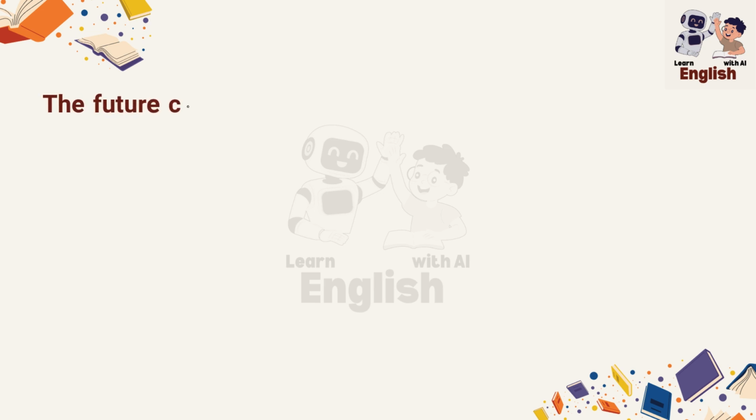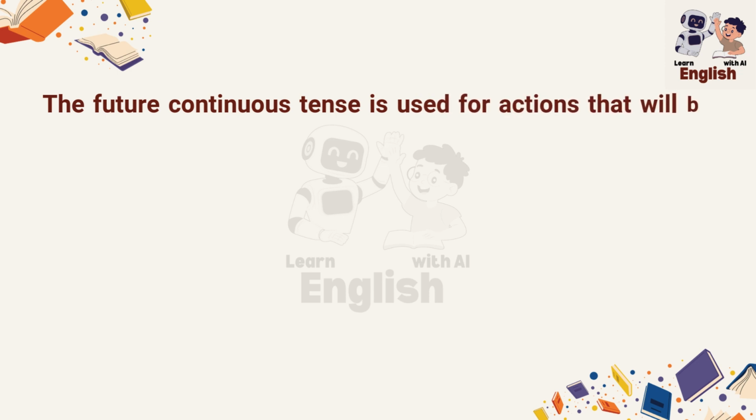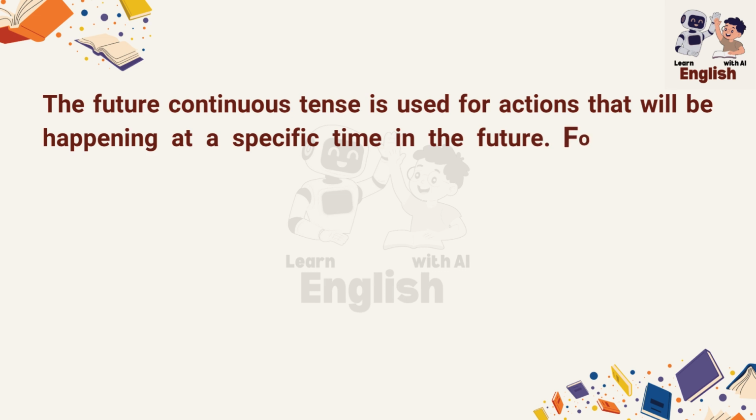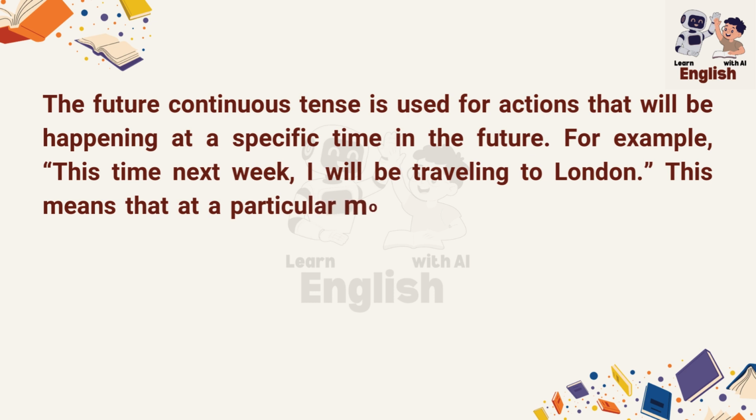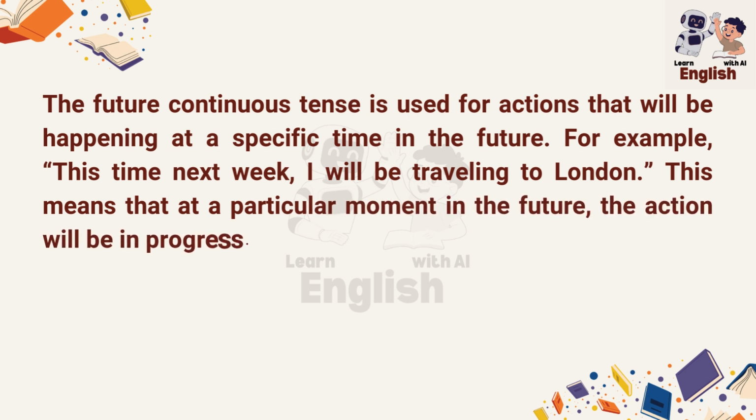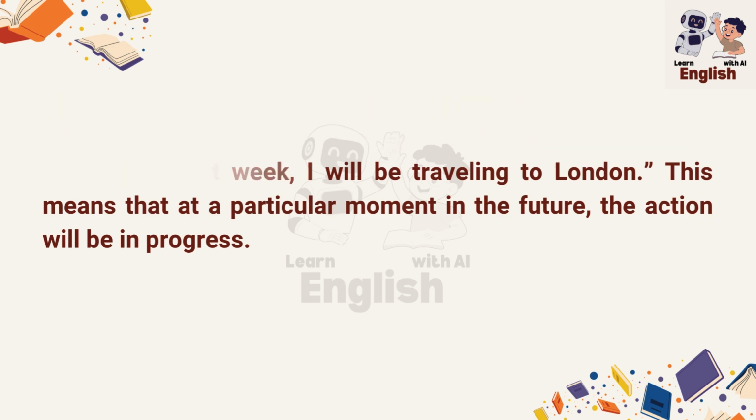The future continuous tense is used for actions that will be happening at a specific time in the future. For example, this time next week, I will be traveling to London. This means that at a particular moment in the future, the action will be in progress.